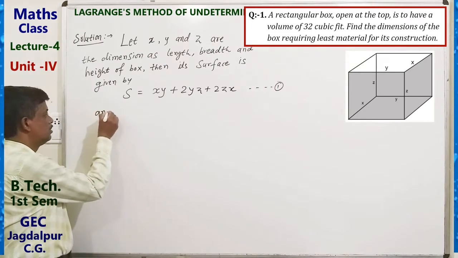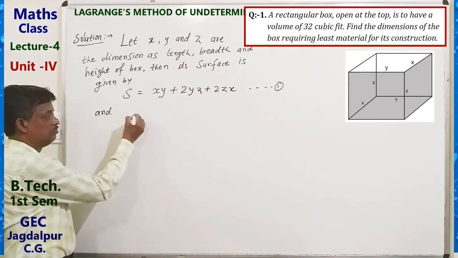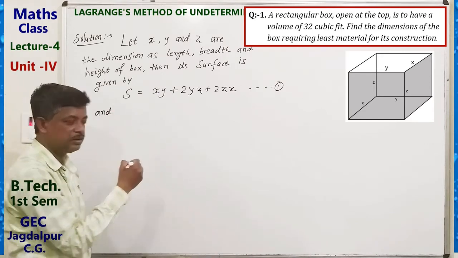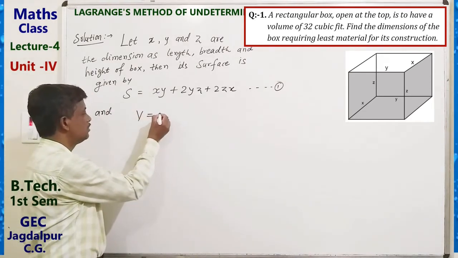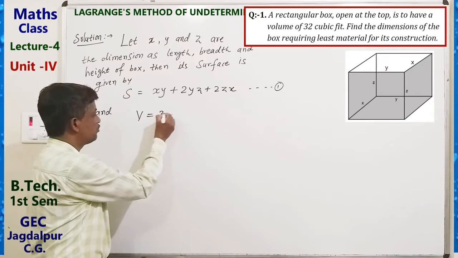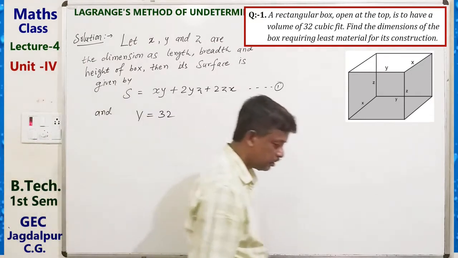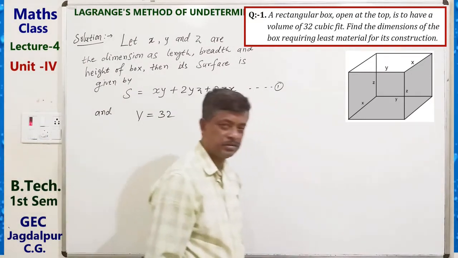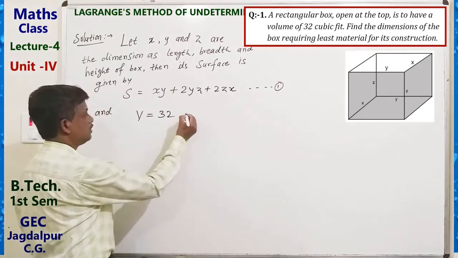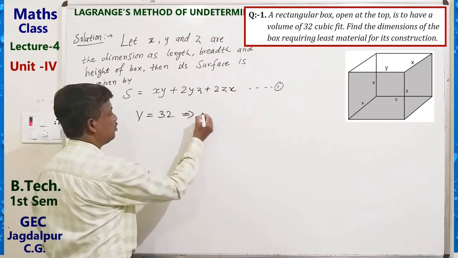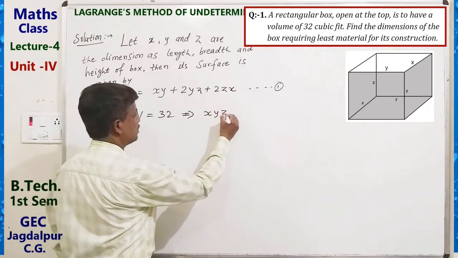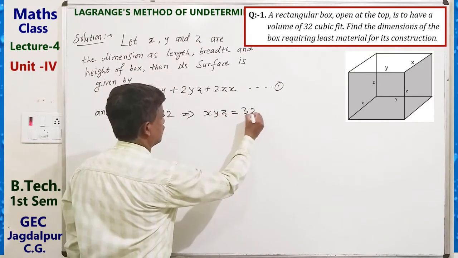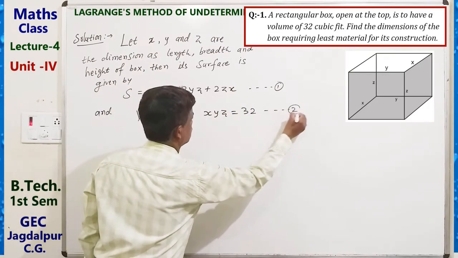And the volume is given, and the volume is 32 cubic feet. That is, the volume xyz equals 32. So this is equation 2.